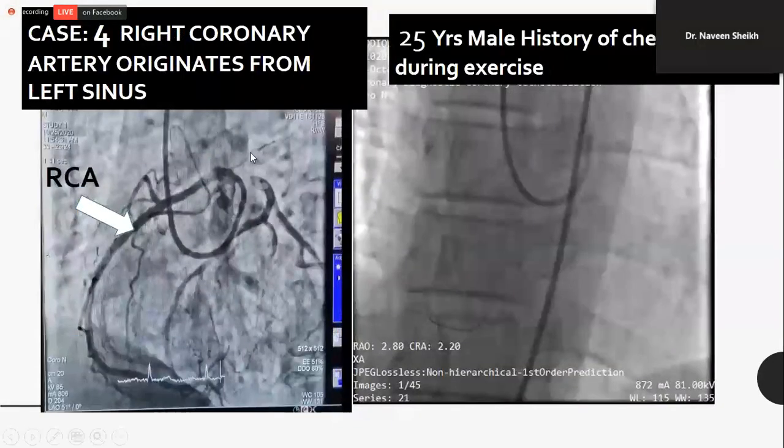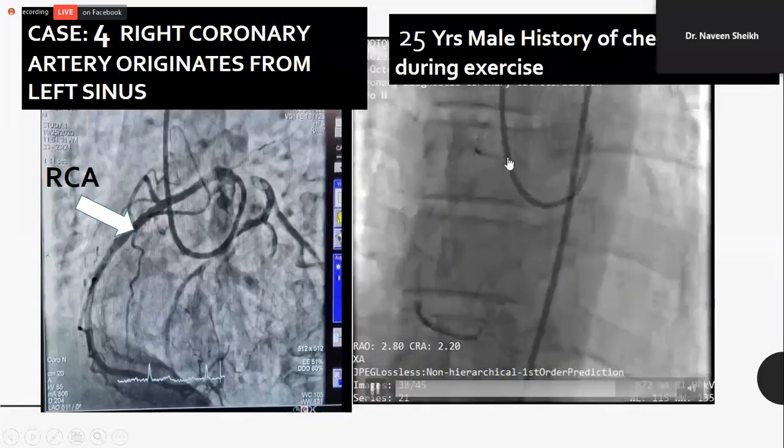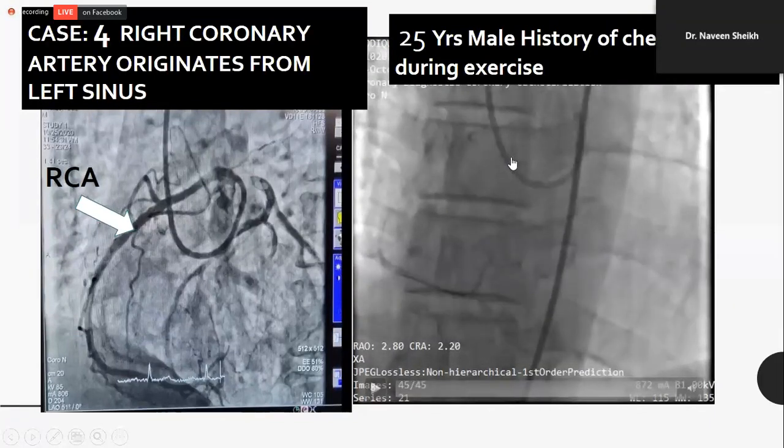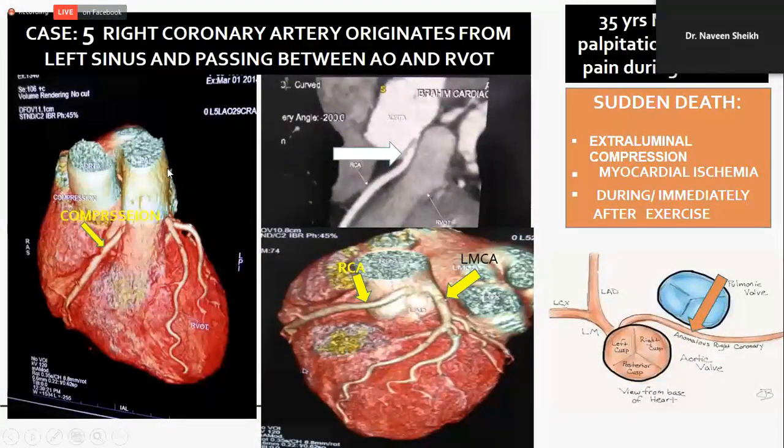My next case is right coronary artery originating from the left sinus. Here we can see the right coronary artery arising from the left sinus. He is a 25-year-old male with a history of chest pain during exercise. The right coronary artery originates from the left sinus and passes between the aorta and RVOT, and there is compression. So during exercise or immediately after exercise, sudden death occurs.